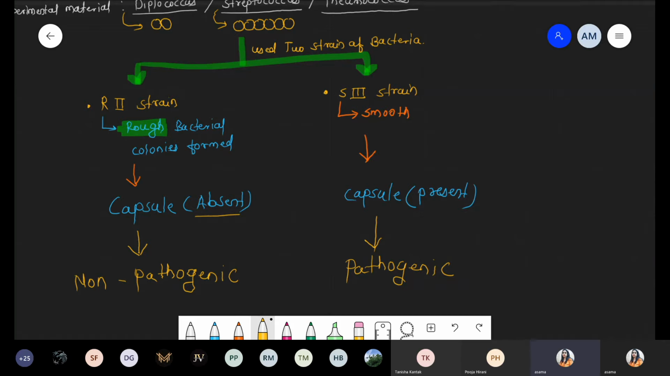But the rough strain, why is it rough? Because the smooth, shiny structure, that is the capsule, is absent. Such a strain is easily recognized by the immune system. That's why it does not cause any pneumonia, so it is called a non-pathogenic strain. Got it? Is this point clear, everyone?